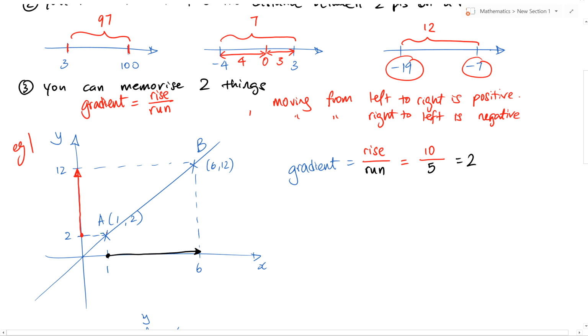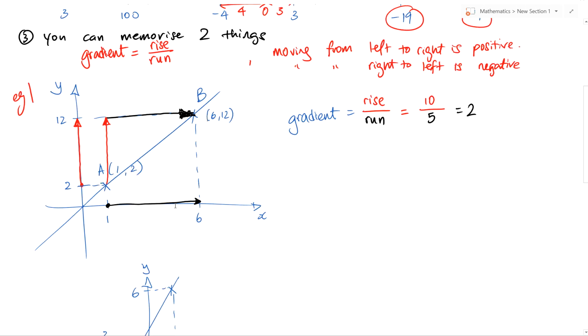So another way to draw the arrow will be this way. Rise up 10 units, then we run towards B, and that is a total of 5 units. So let's take a look at the second example.